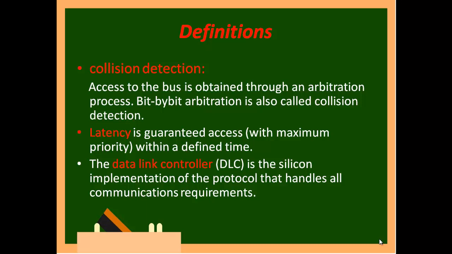Then comes collision detection. What is meant by collision? See, we say college is till 3:30, but sharp at 3:30 if I ask you to leave, and if all the persons try to come out of the class at the same instant, then that leads to collision. Similarly here, access of the bus is obtained through an arbitrary process. The bit by bit arbitration is called collision detection. So how much data is being sent, how much data is being received. If some data is not received, that is lost due to collision.